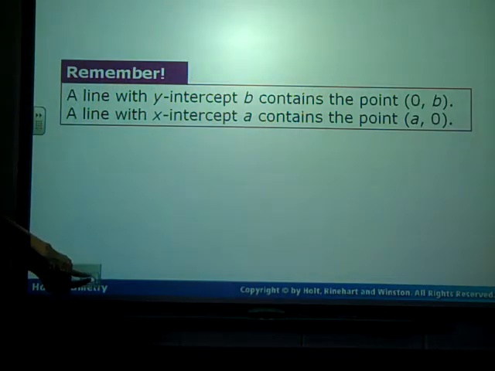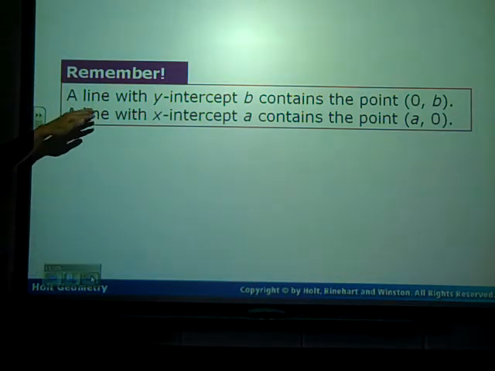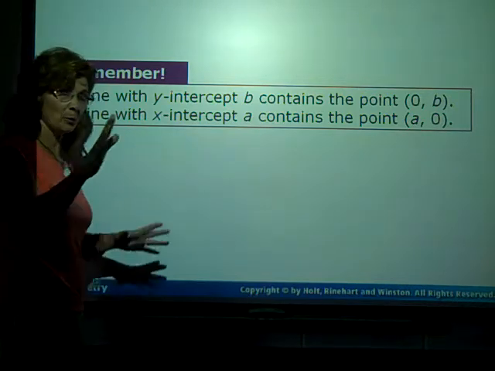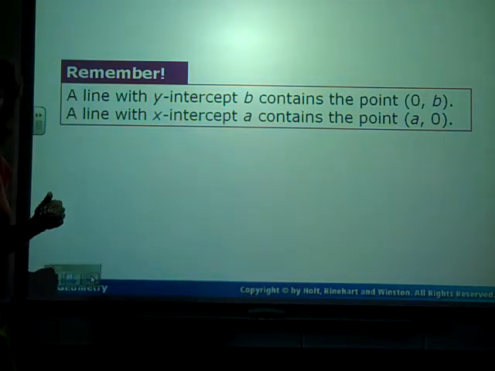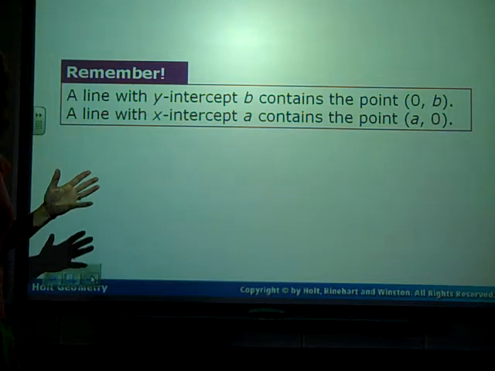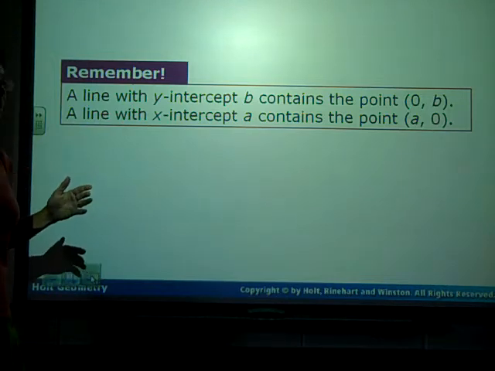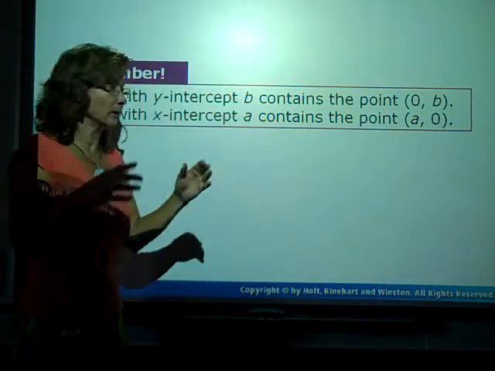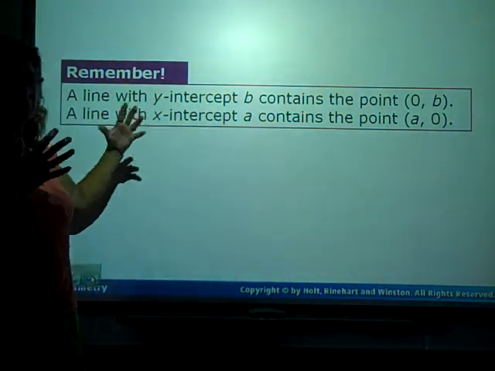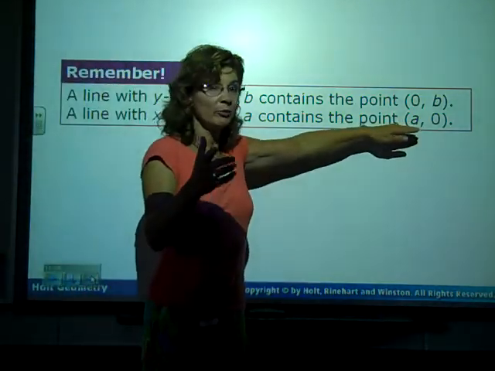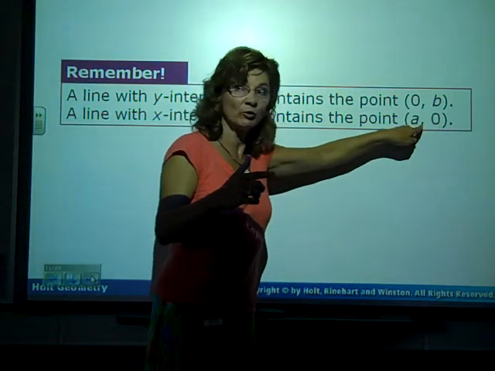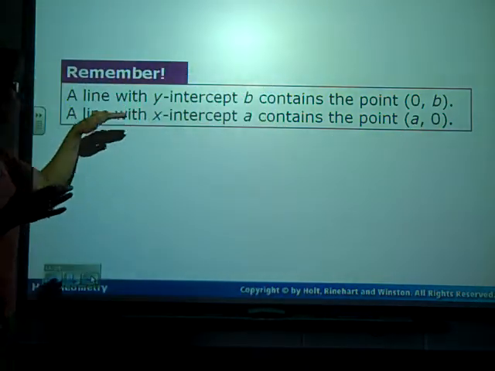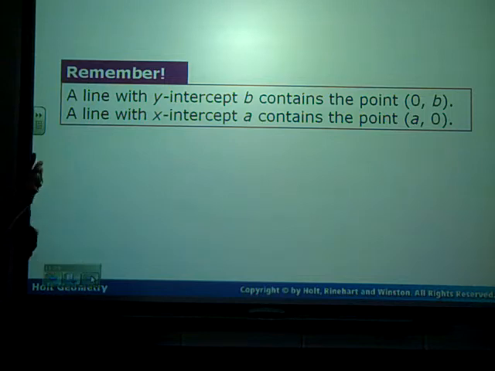So, for a line with the y-intercept b, remember when they say the y-intercept of a line is this, then what we know is the x-coordinate is 0, and you know a point. And if you know the x-intercept of an equation is this, well, then the y-coordinate must be 0, so you know a point. So you can get points if you're given the x-intercept and y-intercept. Just make the other coordinate 0.